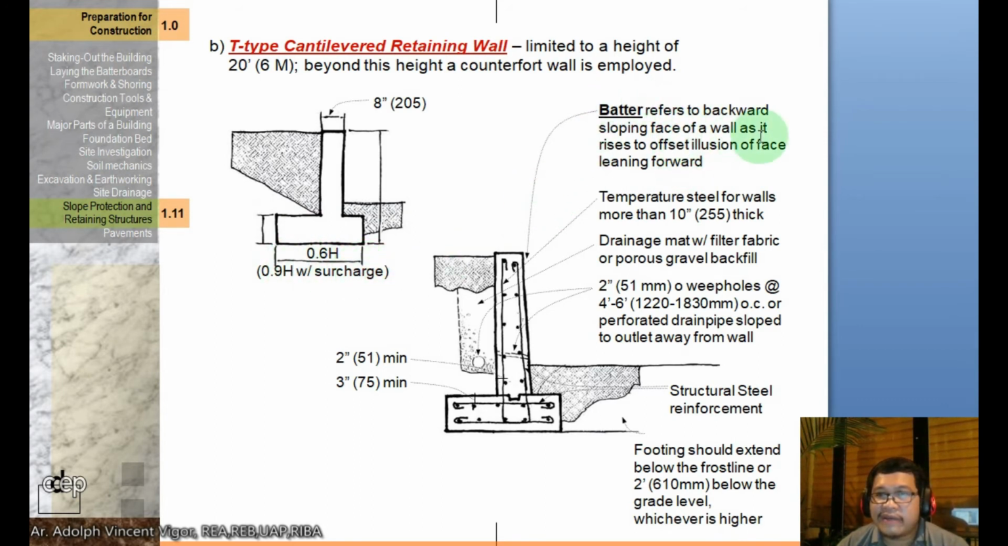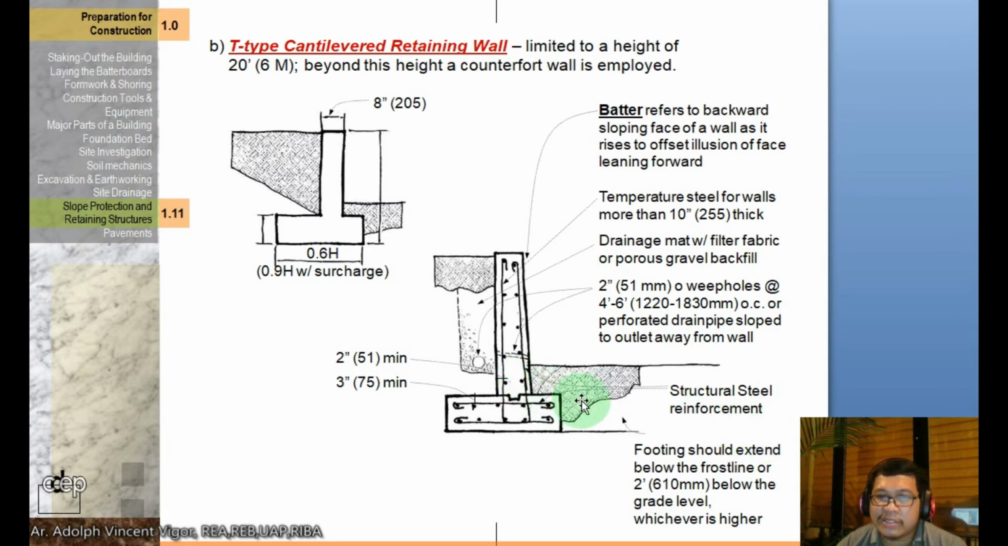Then the batter, which refers to the backward sloping face of a wall as it rises to offset the illusion of the face leaning forward. Okay. So these are the temperature steel for walls more than 10 inches thick. Then it's a drainage mat with filter fabric or porous gravel backfill. Okay. These are 2 inch weep holes, 4 to 6 feet on center, or perforated drain pipe sloped to an outlet away from the wall.